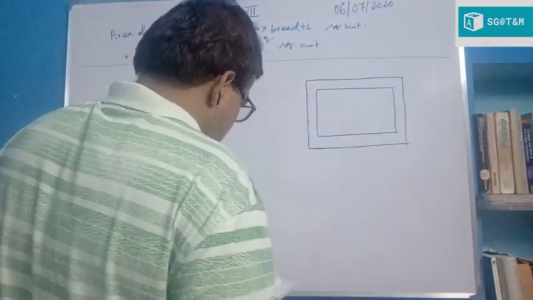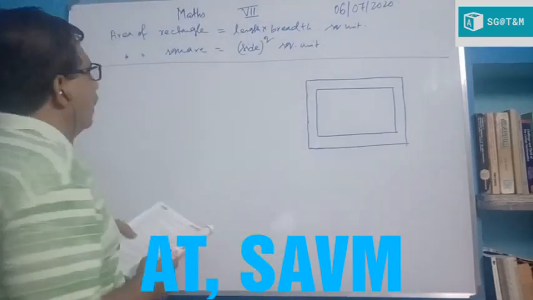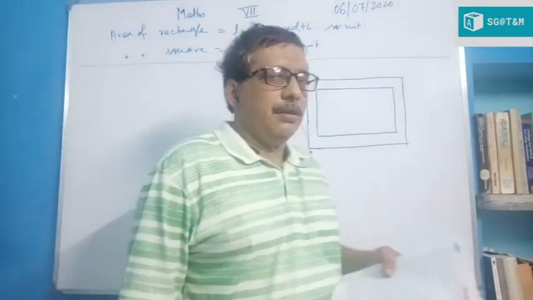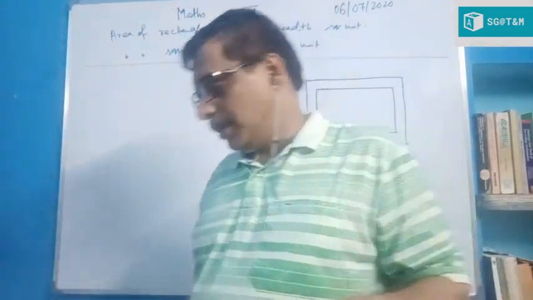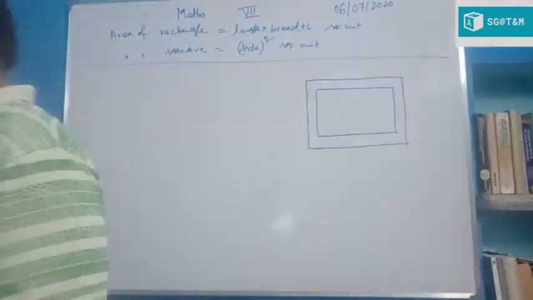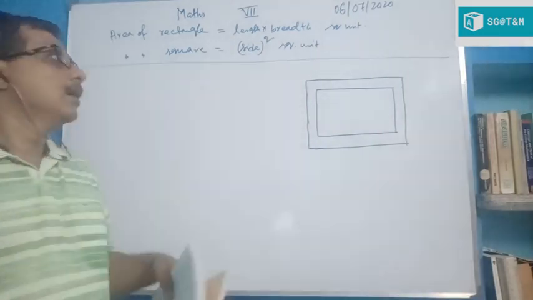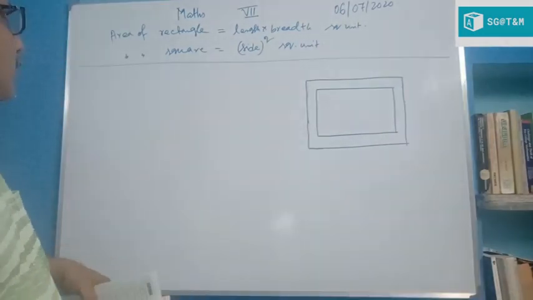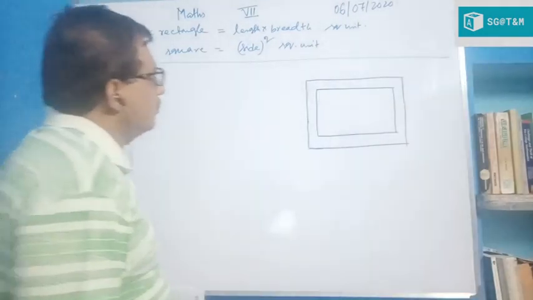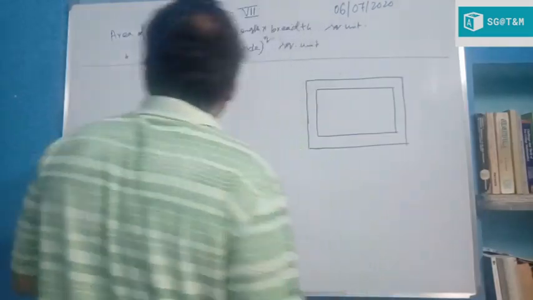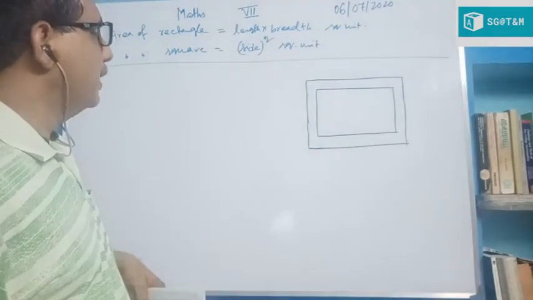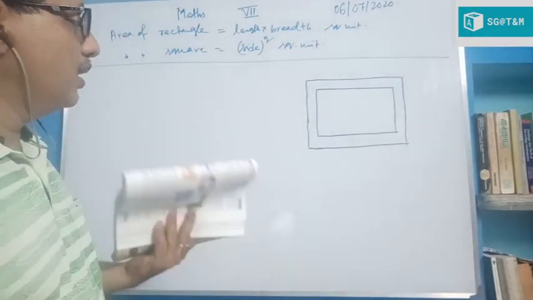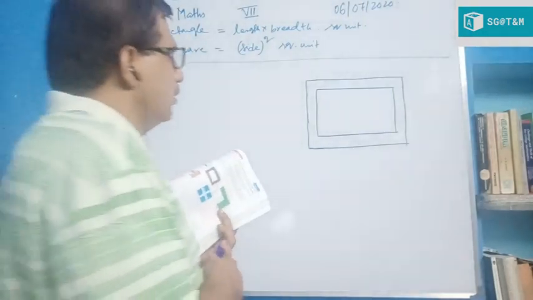Today is 6th July. We have already learned about the area of a rectangle, the area of a square, and also perimeter in the previous class. So I repeat once again the formulas. Area of a rectangle is length into breadth, in square units, and area of a square is side square. And perimeter of a rectangle is 2 into length plus breadth.